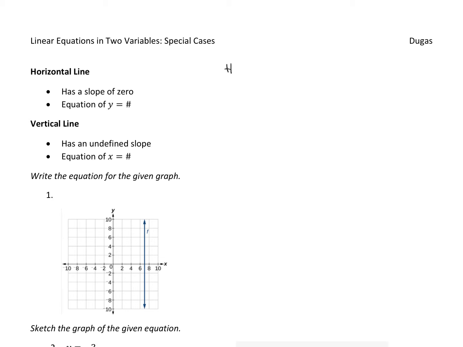An easy way to remember all of this is HOY VUX. Okay, HOY VUX. So horizontal lines have a zero slope and y equals a number as the equation. VUX stands for vertical lines have an undefined slope and it has x equals a number as its equation.